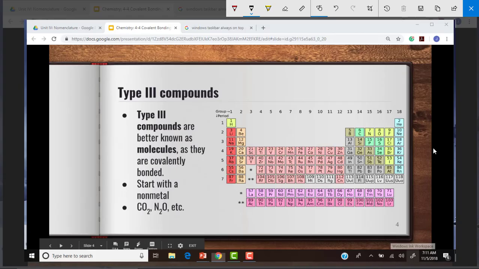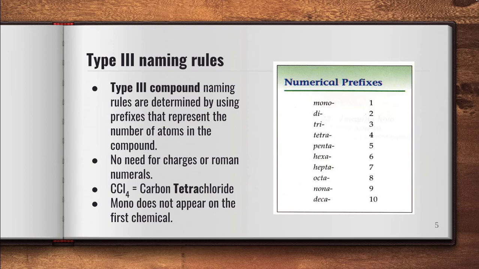So just as a reminder of what your nonmetals are, it's pretty much everything to the right of this stair step. So if anything starts pretty much with any of these elements over here, either on the stair step or to the right of the stair step, typically they will be a type 3 chemical compound. And so you'll need to make sure you use the appropriate naming rules. So type 3 naming rules are much more straightforward than type 1 or type 2. Simply, we just use prefixes that represent the number of atoms in the compound. So that's when you've got mono, di, tri, tetra, penta, hexa, hepta, basically all the things that you've probably learned from your geometry class. There's no need for any charges or any Roman numerals.